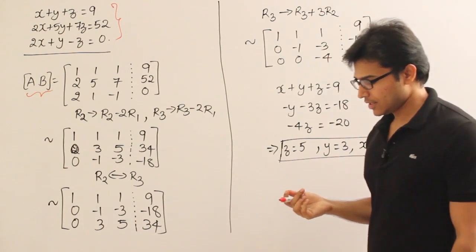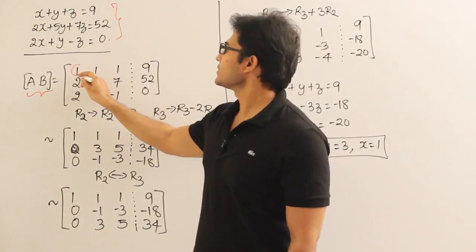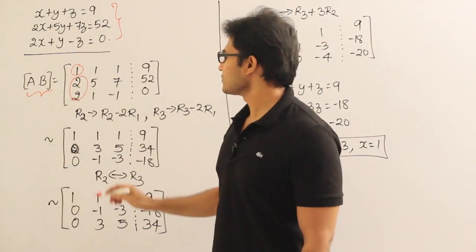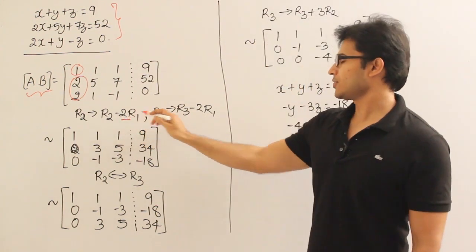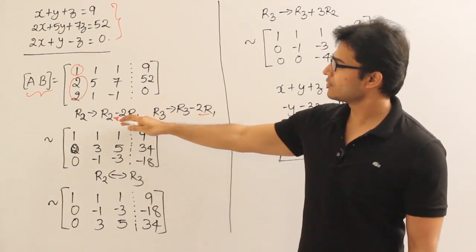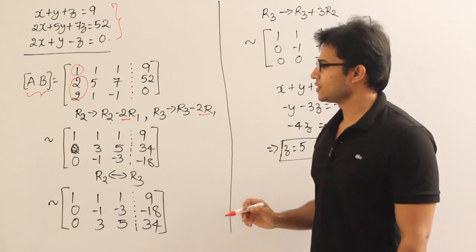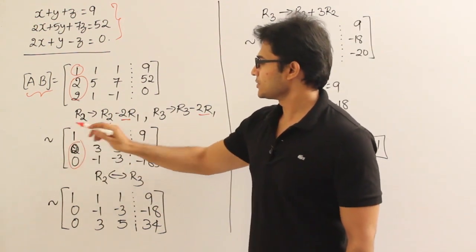So how can we do that? Using the first element here, first you try to make these two elements zeros. For that reason, I am multiplying the first row with 2 and subtracting it from the second row and third row respectively. Then I am able to get zeros here.